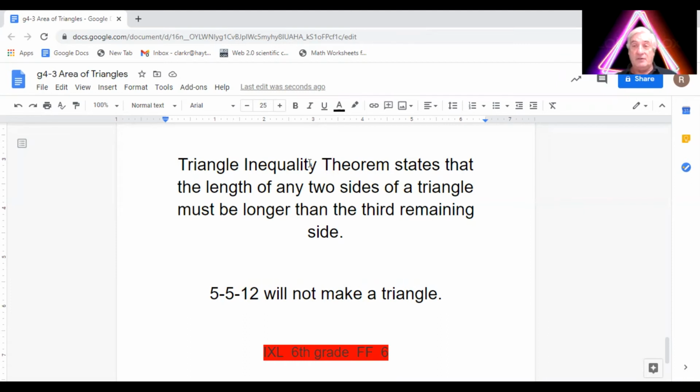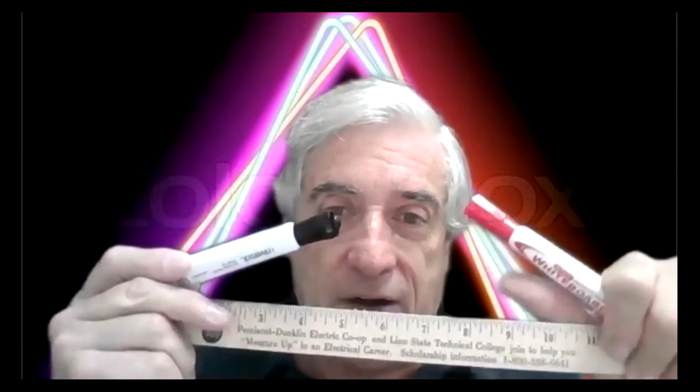I need a volunteer from the class. Now, when I get my classroom volunteer up, I'm going to give them a 5-inch marker in black. I'm going to give them a 5-inch red marker. I'm going to give them one ruler, 12 inches long. I just told you 5 plus 5 will not make a triangle. 5 plus 5 plus 12 cannot make a triangle because 5 and 5 are less than 12. All right, let's get my volunteer up here.